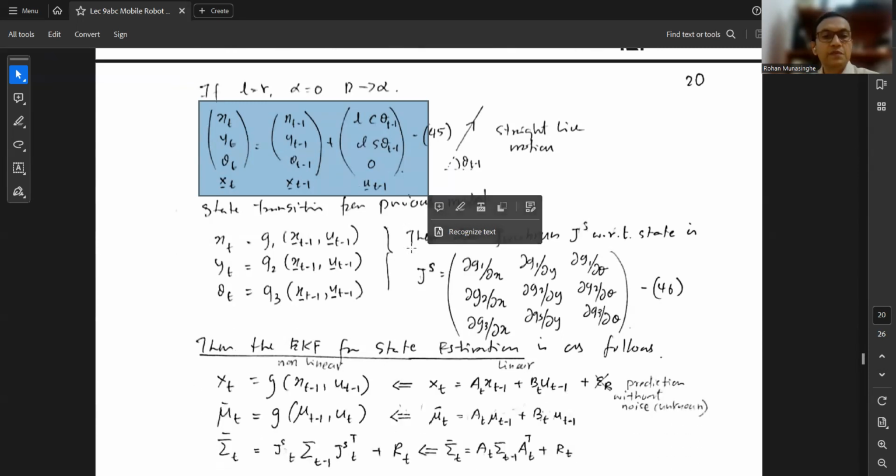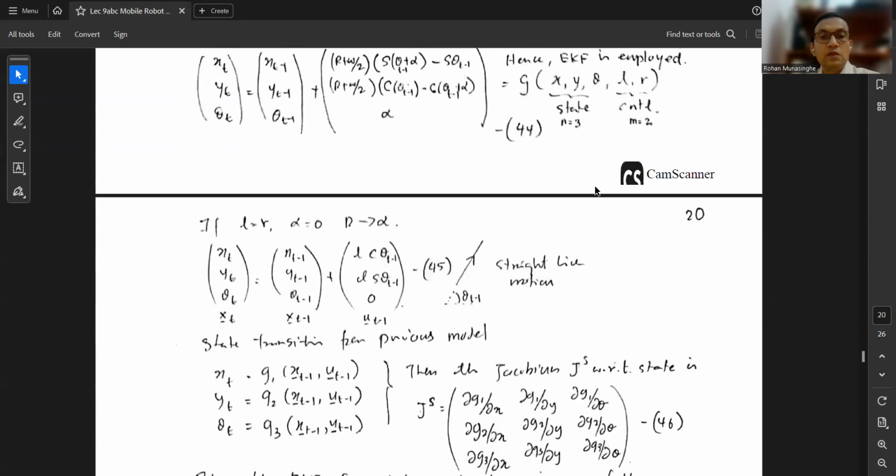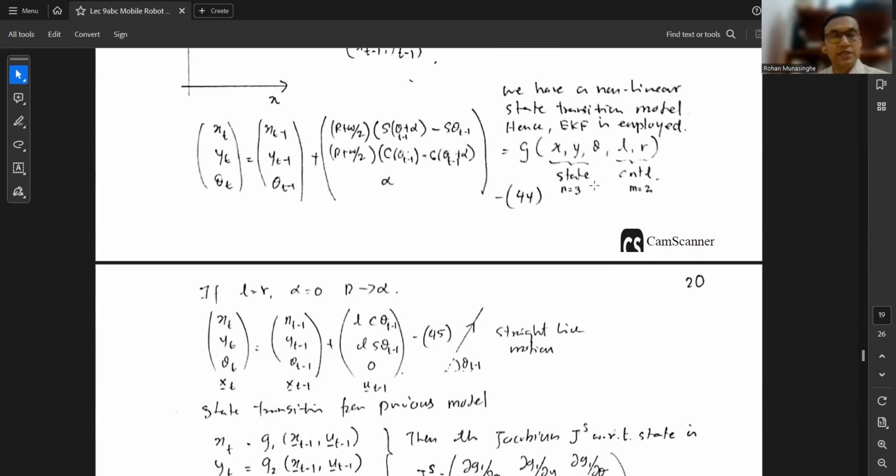Okay, equation 45. Now, if you look at this equation on the right-hand side, you see there are 5 variables and 3 equations. X, Y, theta, L, R are the variables, and we have 3 equations. You can separate the 3 equations into state variables and controls separately. And you can differentiate the 3 equations with respect to the state variables or control variables. Once you do that, you generate what is called the Jacobian.